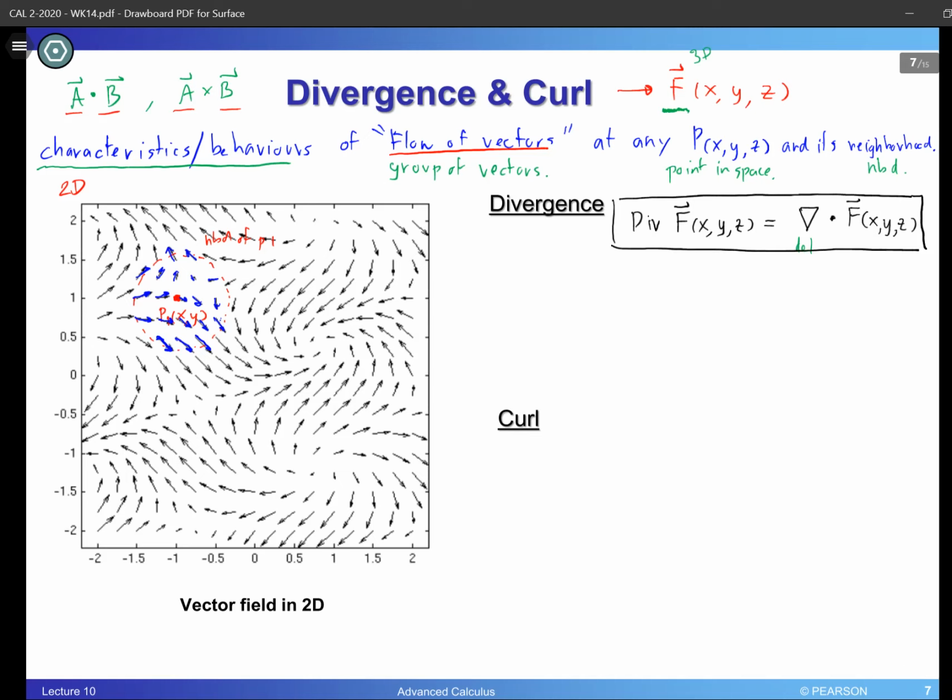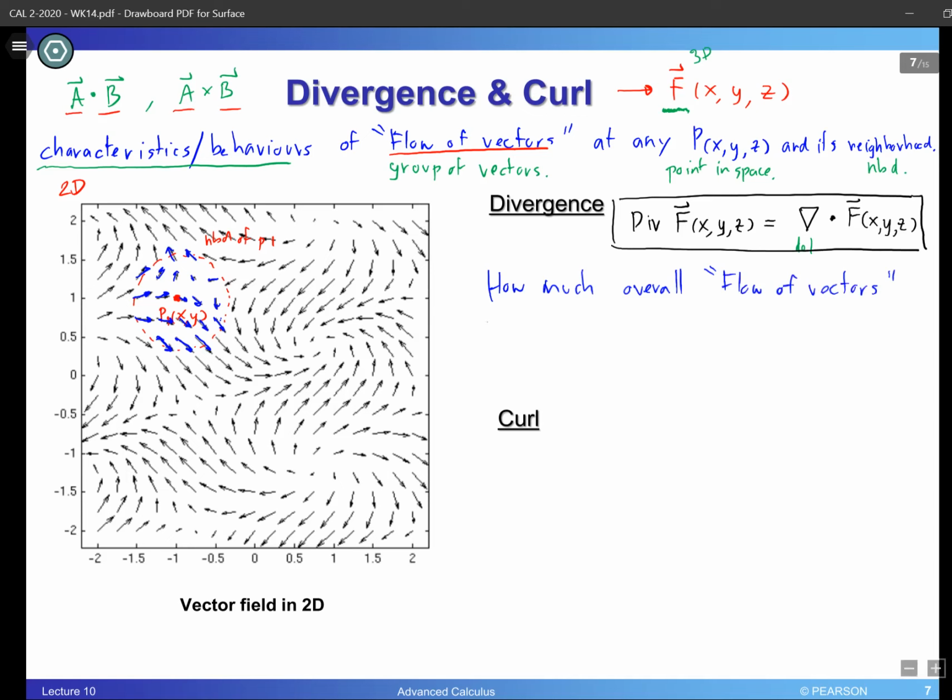Okay, so that is the formula for the divergence. Now, when it comes to the physical meaning of the divergence, what characteristics or behaviors can this formula tell us about? It's going to be about the overall flow of vectors, whether they leave or enter the neighborhood of that point that you pick. So let's write that down. It's going to tell us how much of the overall flow of vectors, whether they leave or enter the neighborhood of the point that you picked.